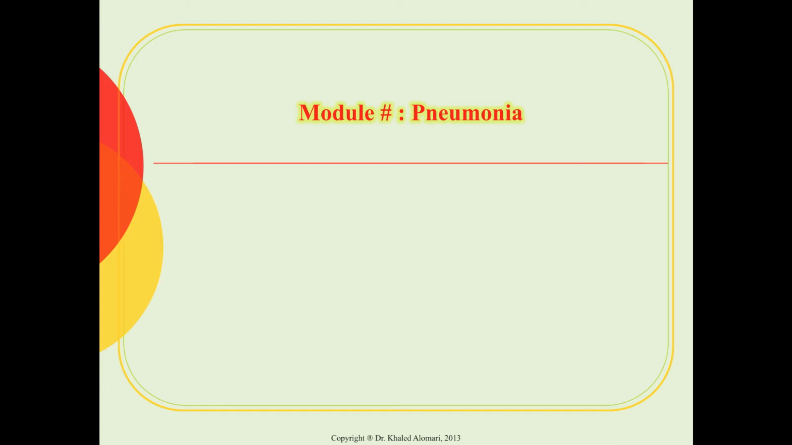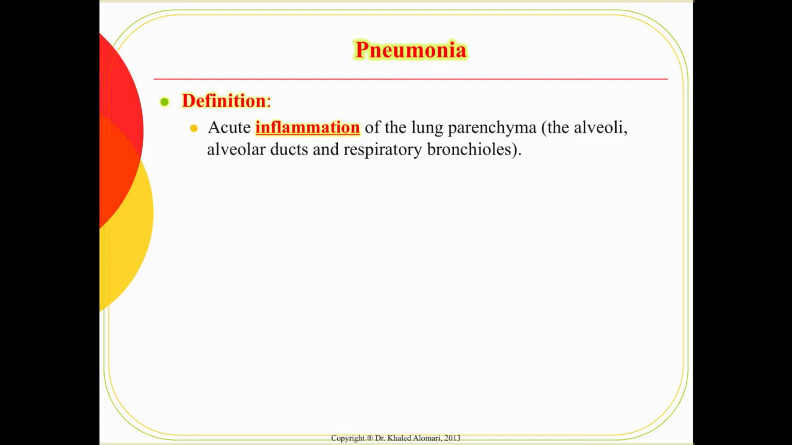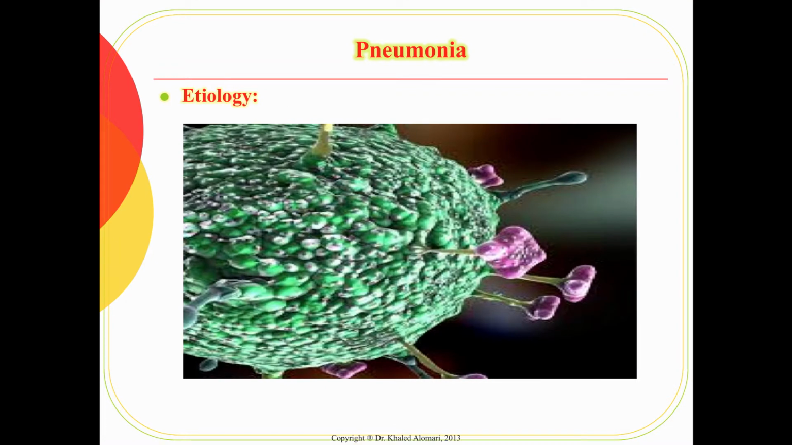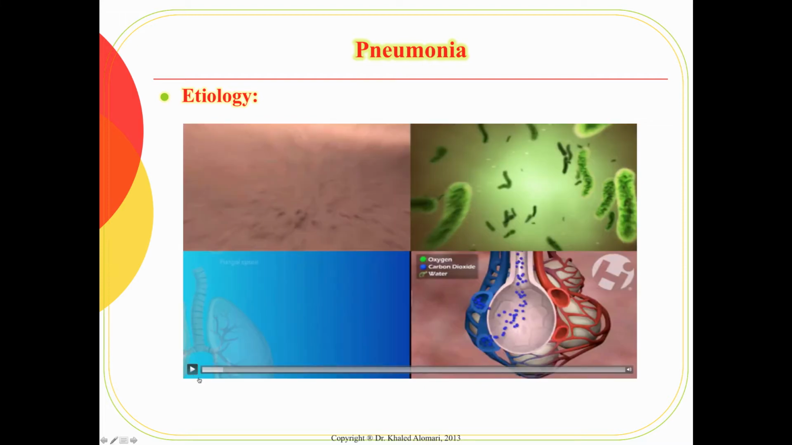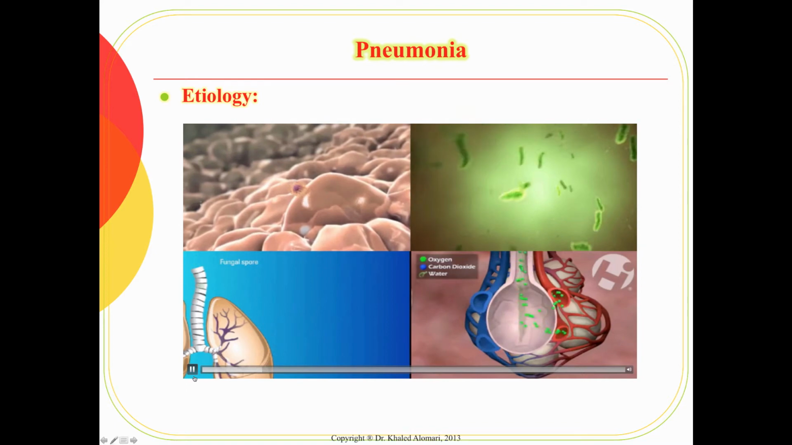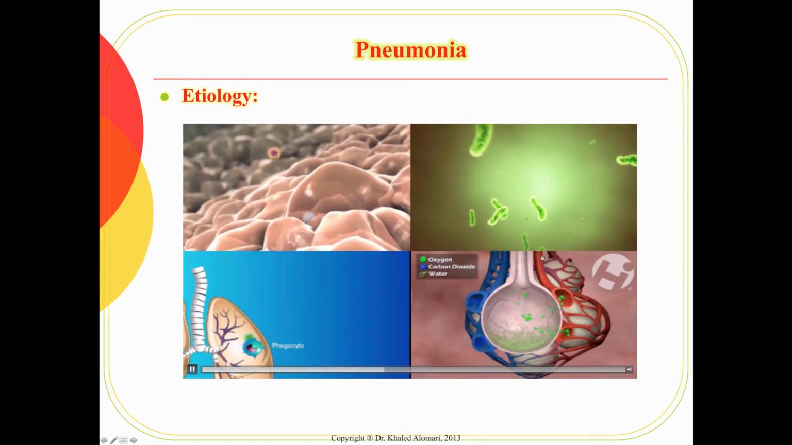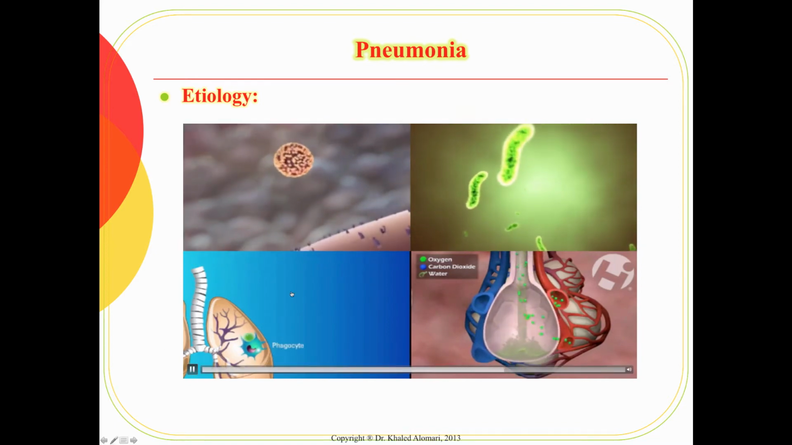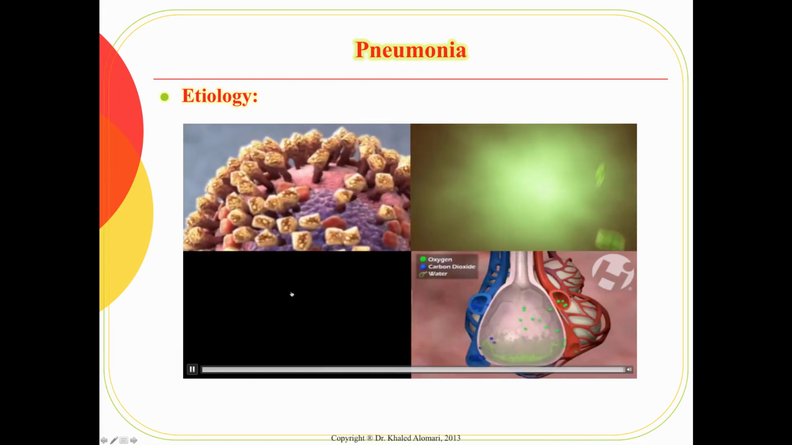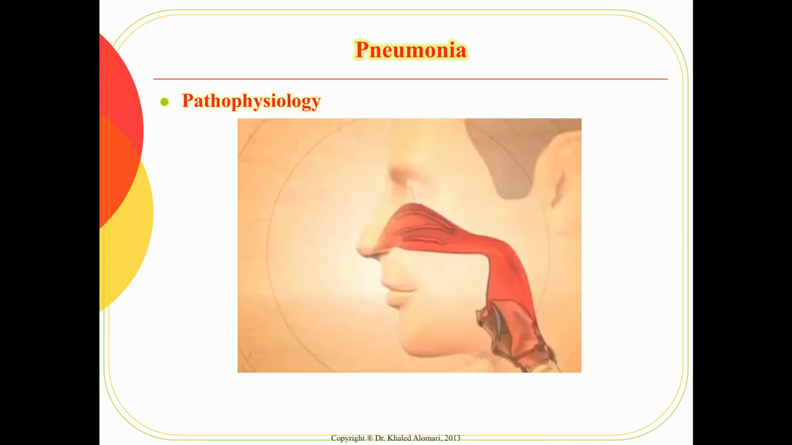Let's talk about pneumonia. By definition, pneumonia is an inflammation in the lungs' parenchyma, and that involves every tissue inside the lungs: alveoli, ducts, and the bronchioles. So it is an inflammation. The etiologies include several different things. It could be a viral infection, a bacterial infection, aspiration, or also a fungal infection. So all of these microorganisms and incidents can cause pneumonia.